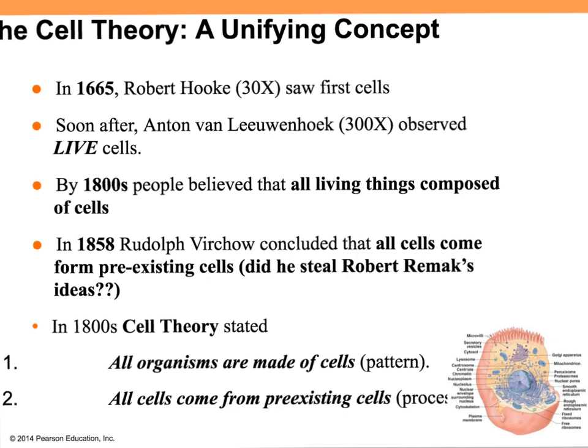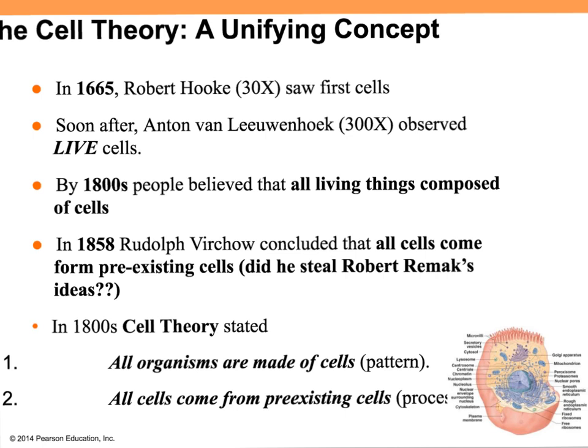By the 1800s, people believed that all living things were composed of these little compartments called cells. By the mid-1800s, Robert Virchow said that all cells come from pre-existing cells. Some people believe that another gentleman, Robert Remak, came up with this idea first, but Virchow is usually the one who's given credit for it.